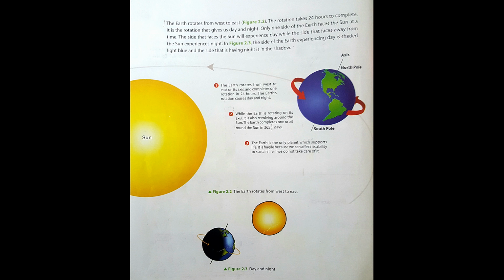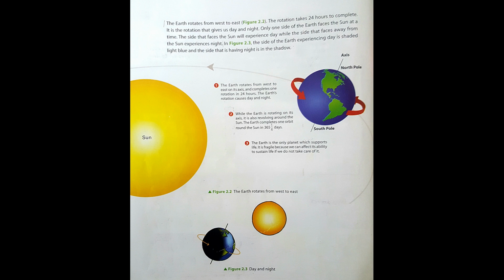If the Earth did not rotate, one half of the Earth would always be hot and bright, and the other part would be frozen and dark. So, students, what is the learning from the rotation of the Earth? Number one, the Earth rotates from west to east on its axis and completes one rotation in 24 hours. The Earth's rotation causes day and night.